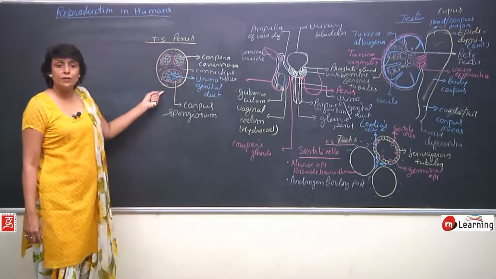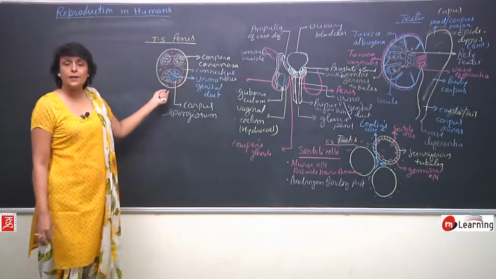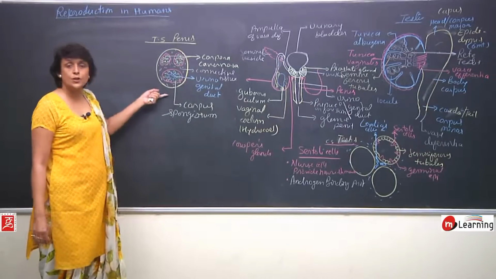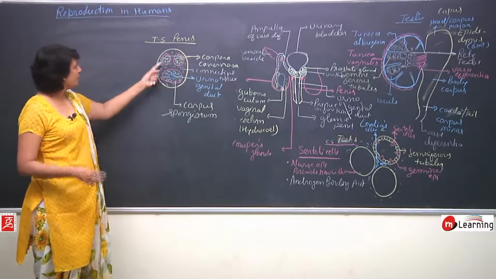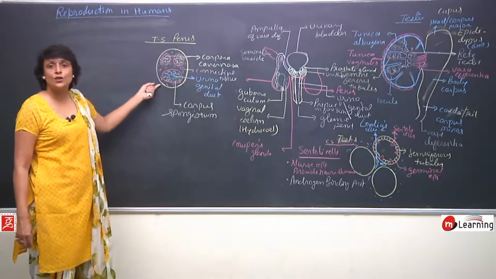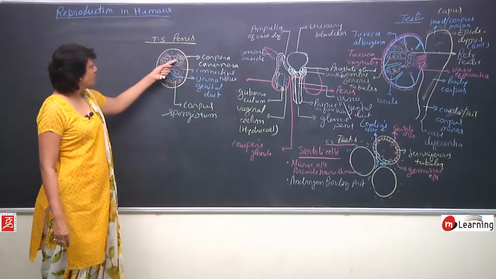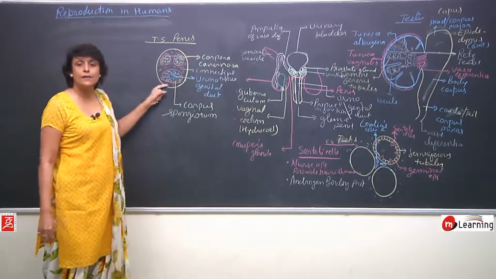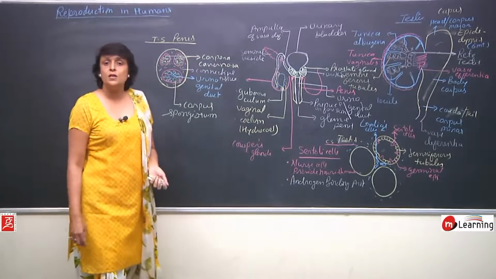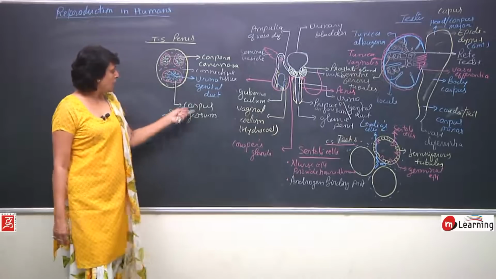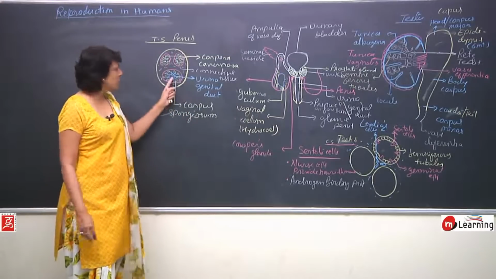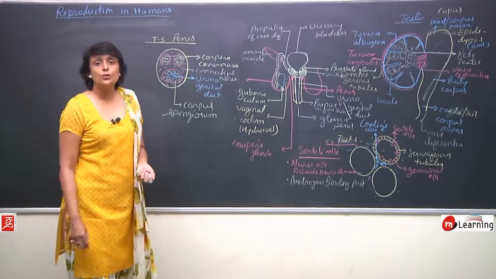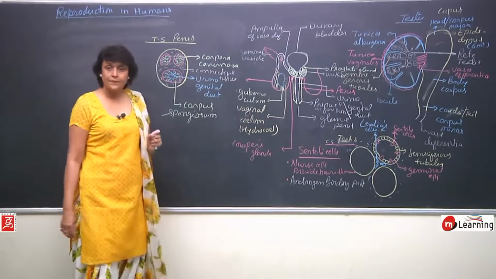The copulatory organ or the external genitalia, that is penis, if its cross section is seen, there are 3 highly vascular tissues. The 2 posterior are known as corpora cavernosa and the anterior one is known as corpus spongiosum. It is corpus spongiosum through which passes the urinogenital duct.